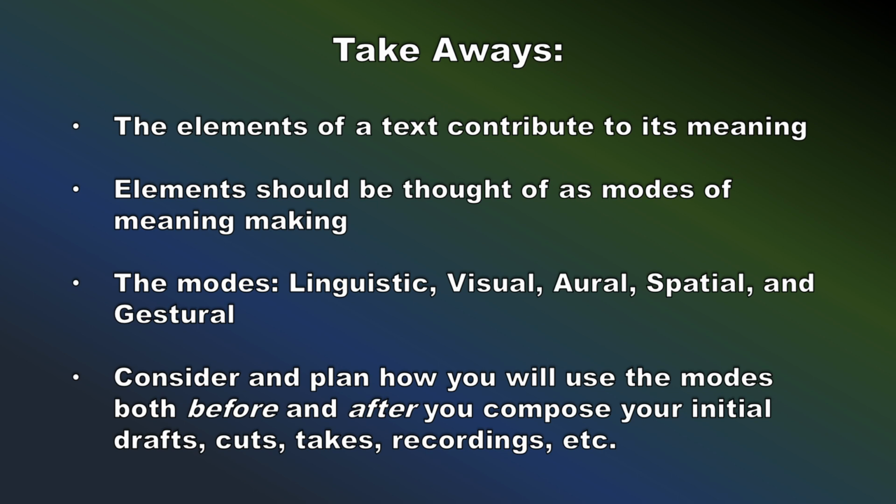So anyway, the takeaways here, the things that I want you to take away from here, are that the elements of a text contribute to its meaning. And in this class, we're thinking of these elements as modes of meaning making. And there's 5 of them. We've been through each of them. Consider and plan how you will use the modes before and after you compose your initial drafts, your cuts, your takes, your recordings, etc. How will you use them? How can you use them to really get your message across, to really reach your audience?